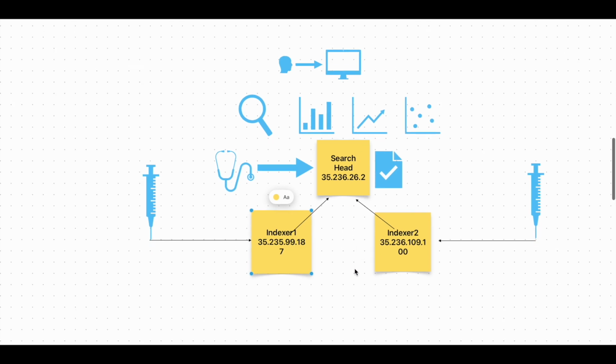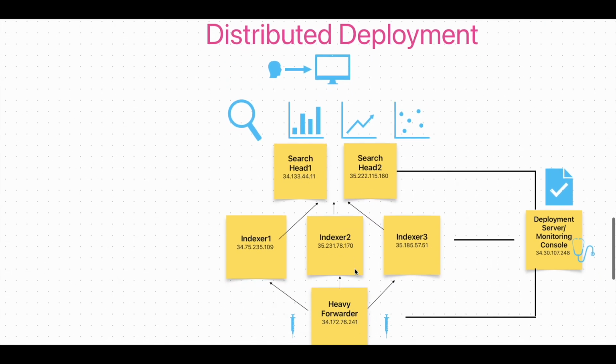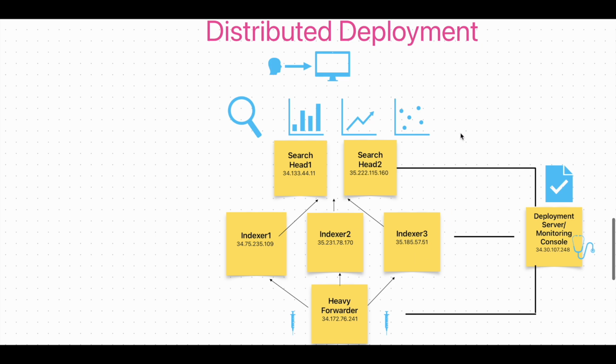So let's see how the advanced distributed system looks. I'll show you in detail with the demonstration. In the demonstration, I have two search heads, three indexers and one heavy forwarder. To manage these components, we have a manager that is called the deployment server.